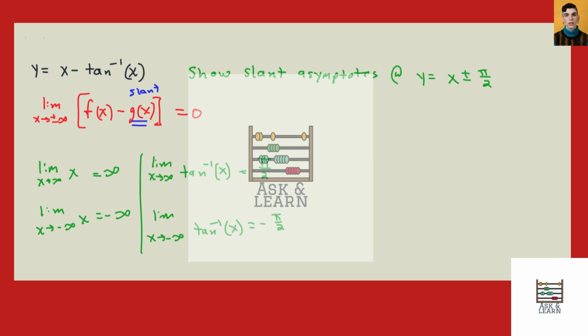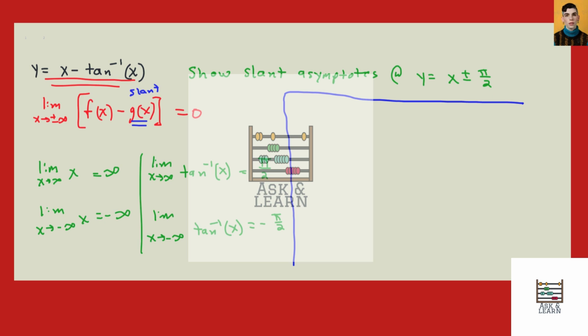So given this information, we might suspect that as x tends towards infinity, our original function would go to x minus pi half, and as it tends to negative infinity, it would go to x minus negative pi half, or x plus pi half. So let's go ahead and show that those two slant asymptotes are actually the case.